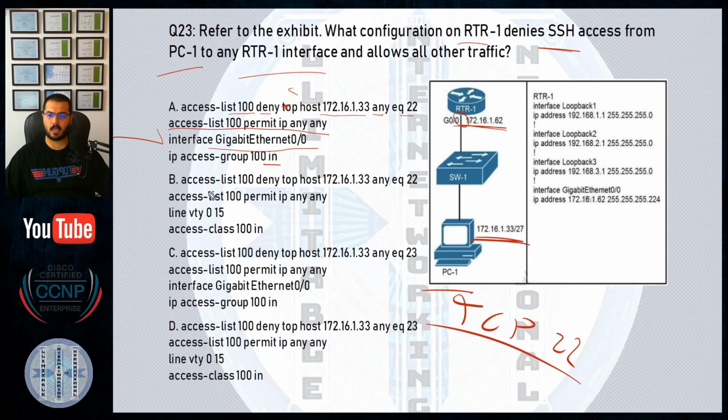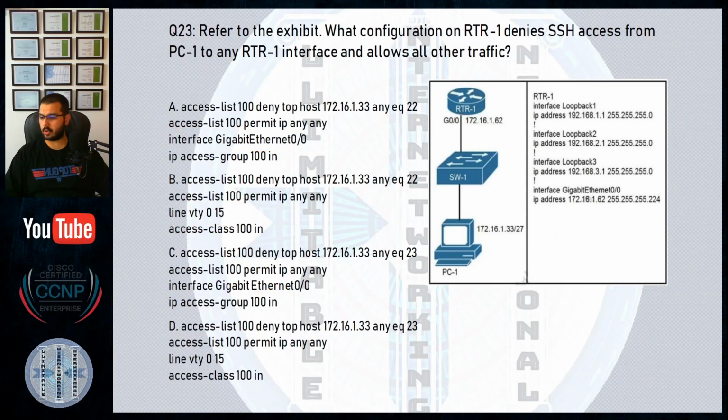approved, which is A. The second one is applying the access list to VTY. No, this should be applied to a physical interface. The third one is denying telnet, TCP/23, not 22. The fourth is also about telnet. So only A is correct here. We cannot negotiate that. Okay.